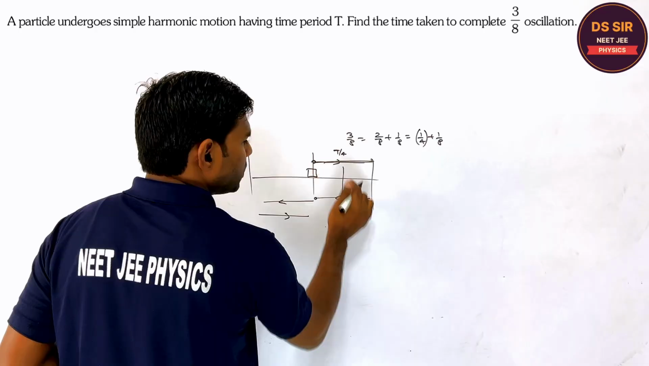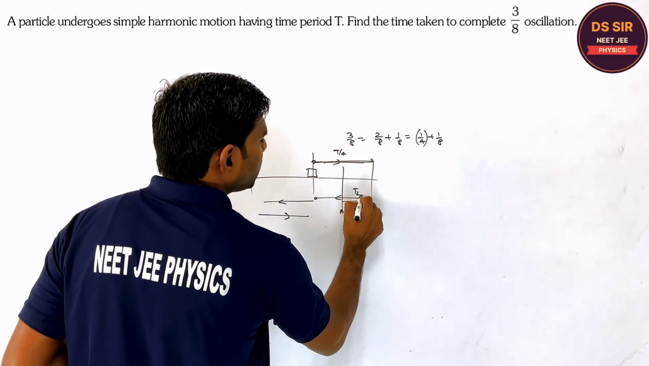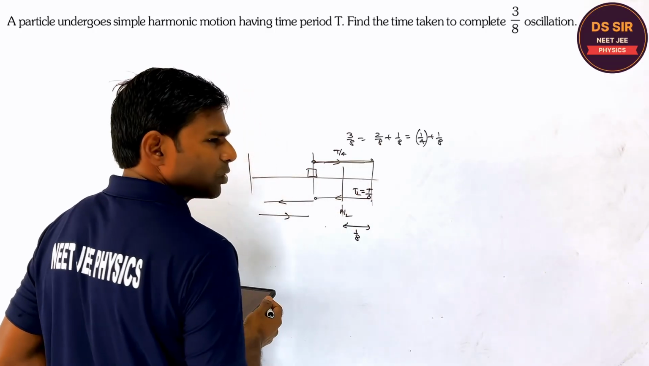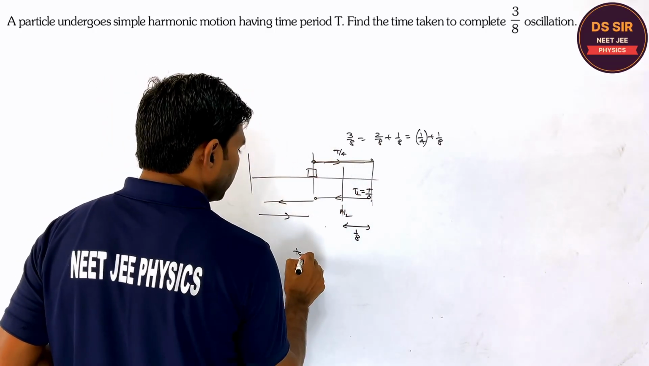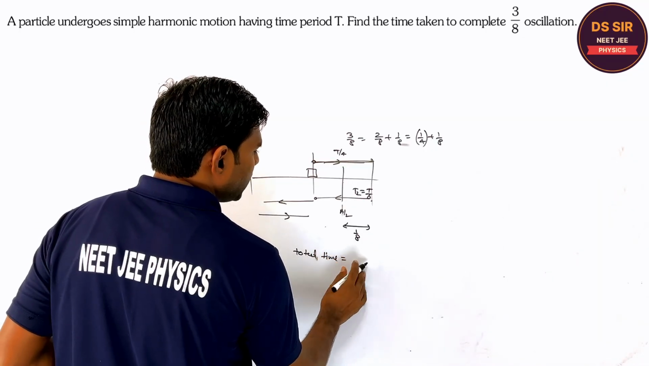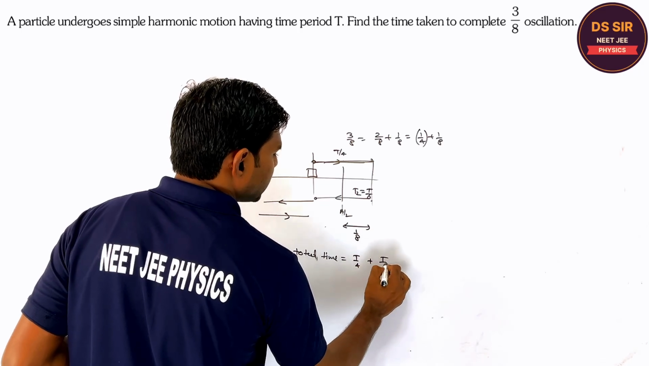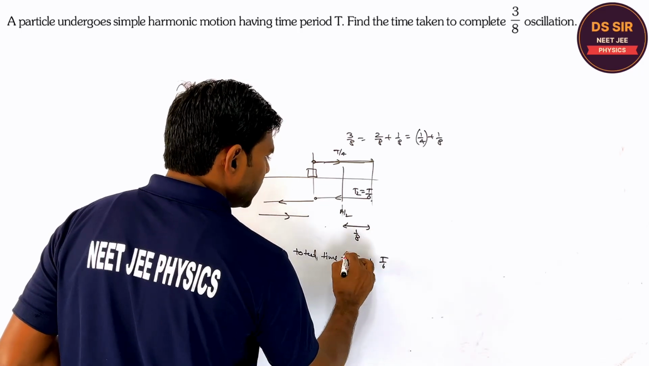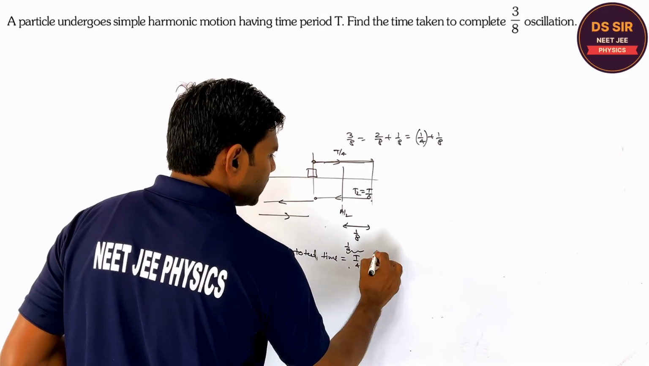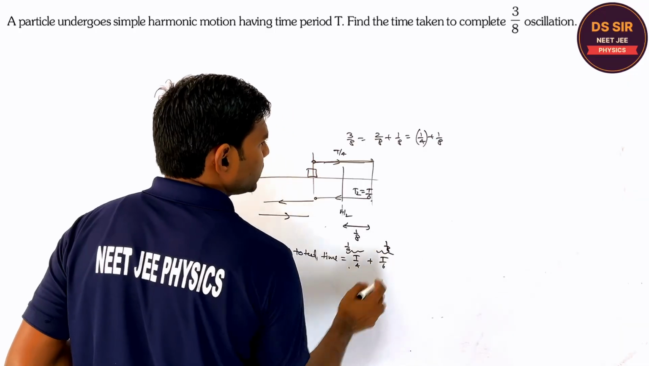So this is the 1/4 and this oscillation is what? 1/8 oscillation. So what is the time T2 from here to here? It is T by 6 if you remember. So what is the total time? Total time is T by 4 plus T by 6. Listen, this T by 4 is the time to complete the 1/4 oscillation, and this T by 6 is the time to complete the 1/8 oscillation.